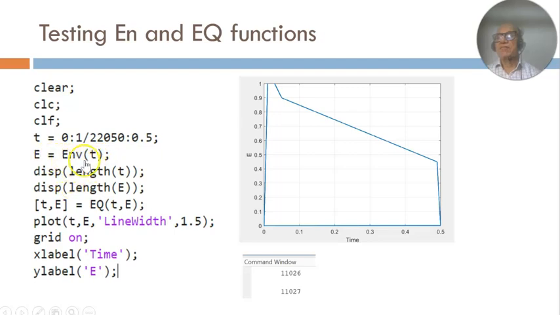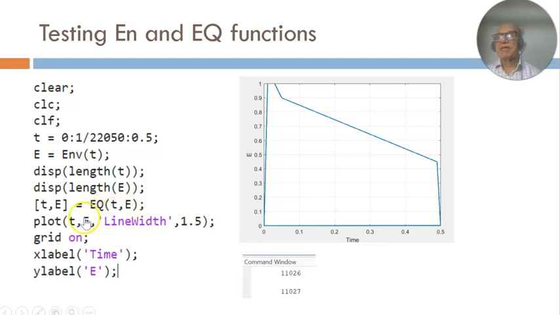Now when you do that, as we have seen, because of the rounding there might be an error and you want to check that. So you display the length of t and the length of E, and in fact when the program is run, you will find that the length is slightly different. In one case it is 11,026, in the other case it is 11,027. So now you use the equal function to make the arrays equal. I am writing my output arrays also as t and e. It's not necessary, but I am writing them that way, and t and e are the inputs.